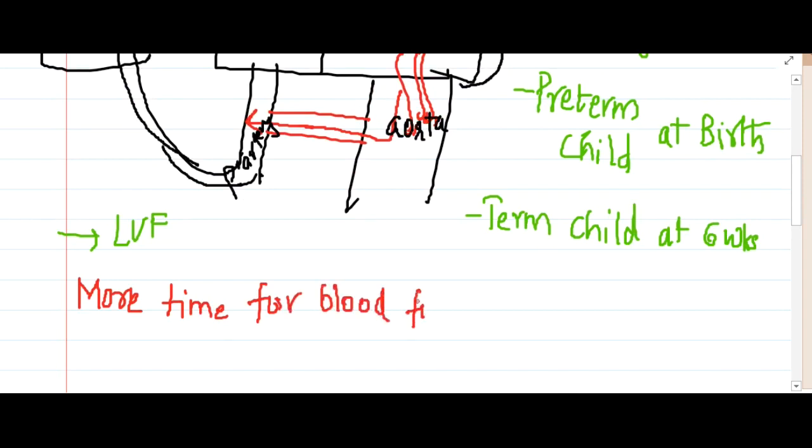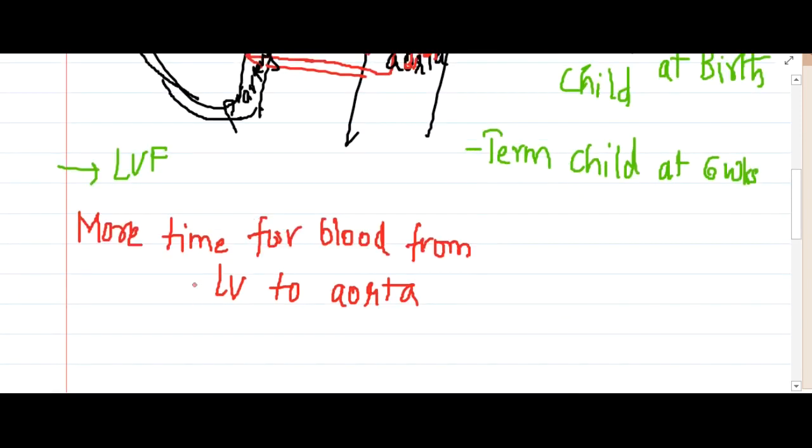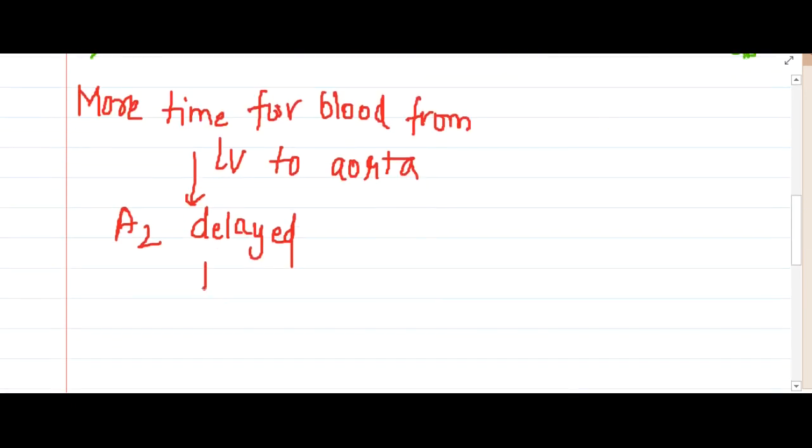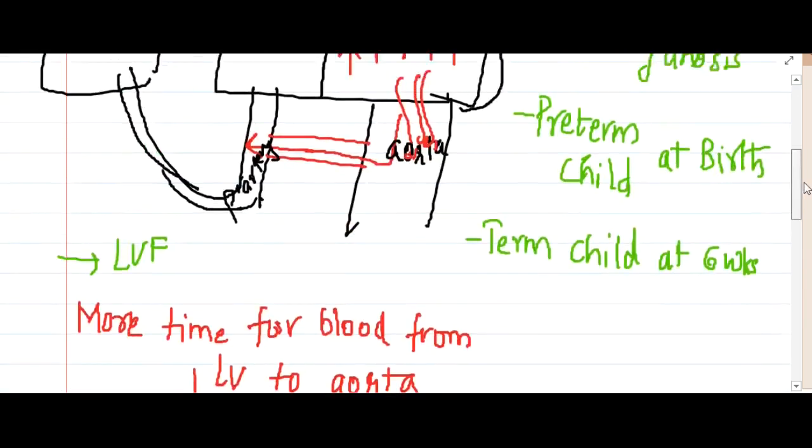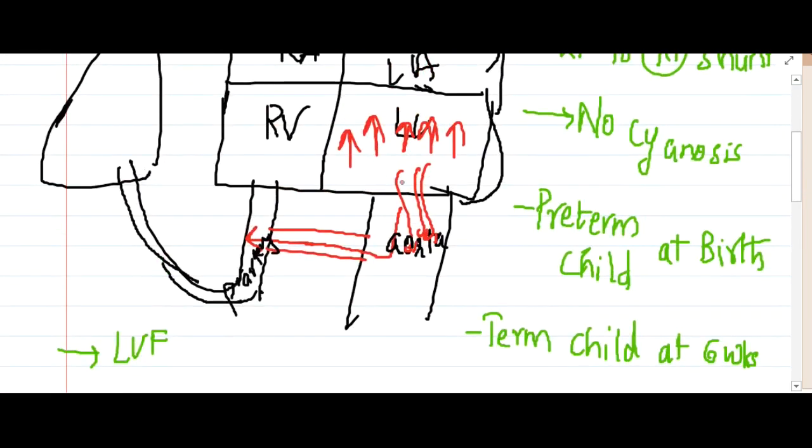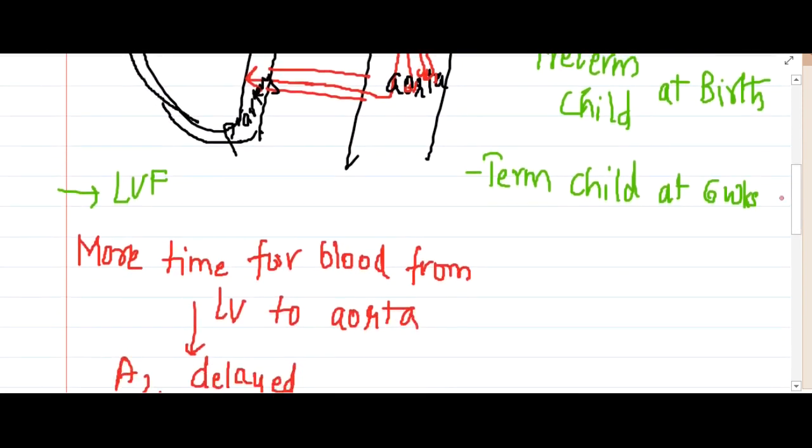So as a result, because of the excess time required, A2 closure becomes late, and this causes a delayed A2, which will lead to a narrow split A2. Okay, so on auscultation you will see this narrow split A2. And one more thing, because the left atrium and left ventricle have to work for a longer time, the patient will become breathless.